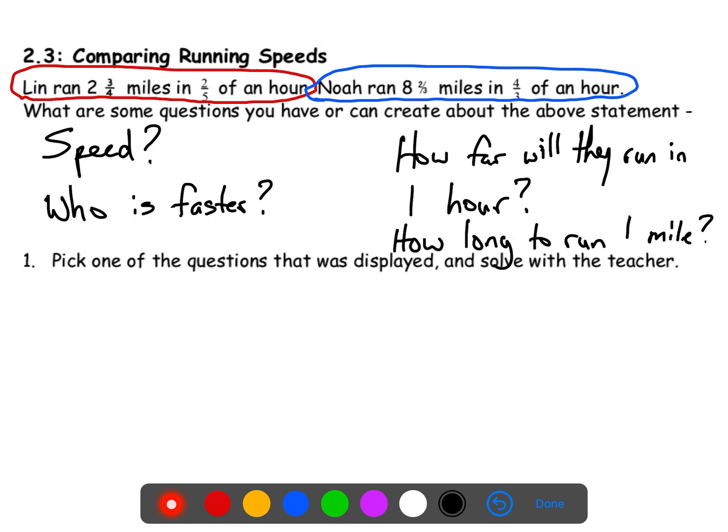What I want you to do is pick one of those questions and solve for both Lynn and Noah. Then we're going to take a little time and share our answers and see if you can determine which of these questions was answered. So in the class, share out your answer, and then let someone near you try to decide where you calculated what their speed was, who's faster, and so on. All right. Then we'll come back with the rest of the video in the next example.